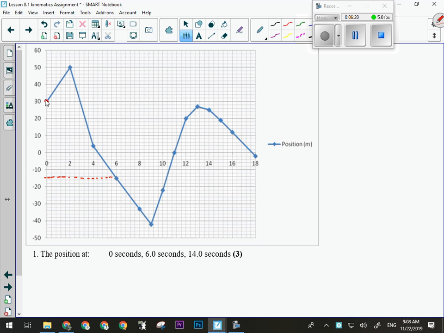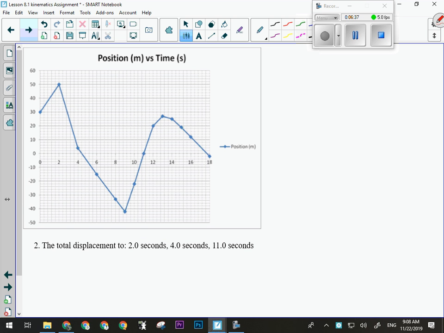And at 14 seconds, I think we're looking at positive 25 meters. Questions on number 1? That one's just, can you read stuff off of a graph? Pretty straightforward. How many people have done number 2 with the displacement? Okay, let's look at that one too.